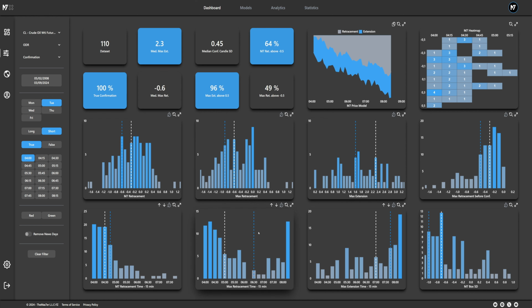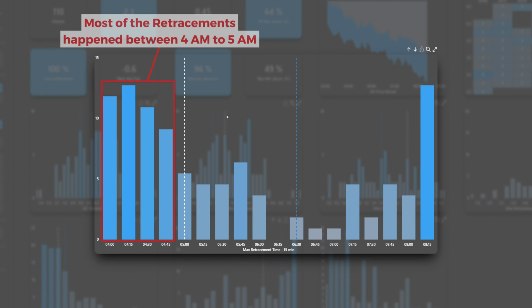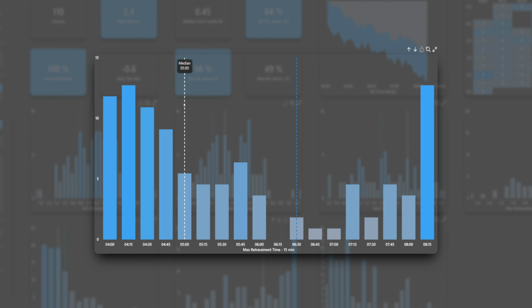Let's start with the retracement time, where we can see that most of the retracements happened in the first hour after the ODR box has formed, and at 5 a.m. we can expect 50% of retracements to be done. For time and price, we ideally want to enter from the beginning of the mode, which is the highest one here, up until the median time of max retracement. This is where the magic happens.